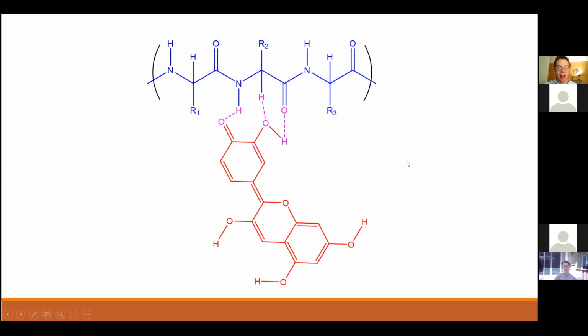So I find pictures super helpful. This is an example that I drew. My mouse is touchy, I apologize. This molecule in blue is wool. This molecule in red is a dye molecule. And these bonds in pink are hydrogen bonding interactions between this OH group on the dye molecule and this ketone and a hydrogen between the wool and the dye molecule.